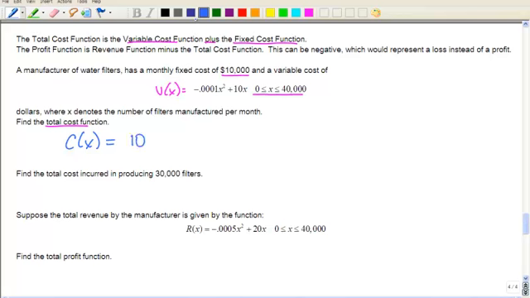So I have $10,000. Don't put the dollar sign. You might not even want to put the comma. And then I'm going to add my variable. Now since that's a plus in front of the parentheses, it's not going to make a difference. Okay, so now I want to find the total cost incurred of 30,000 filters.